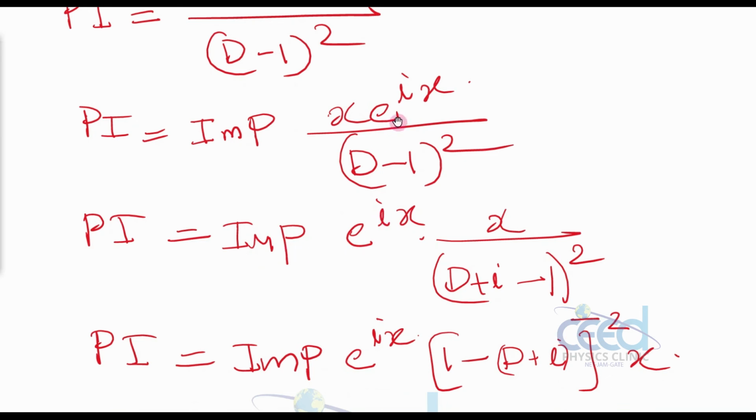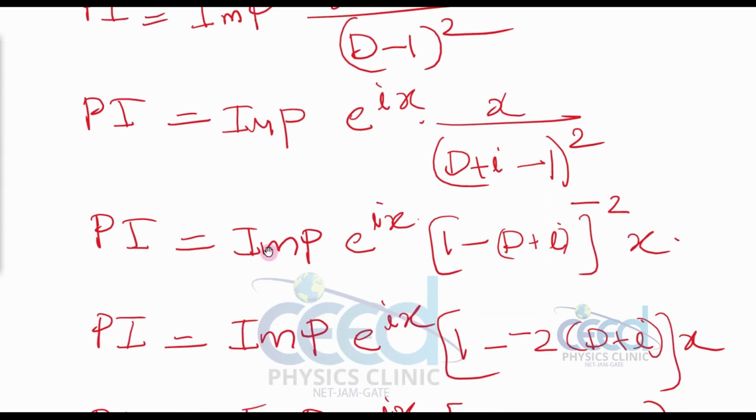So I am taking e raised to ix out, and then you have to add the coefficient of x, that is i, to this d: (d plus i minus 1) the whole square. So that is the imaginary part of e raised to ix into, taking the negative out, which does not affect the term because of the square, 1 minus (d plus i) the whole square. Taking this term to the numerator, the power becomes minus 2, with x outside.